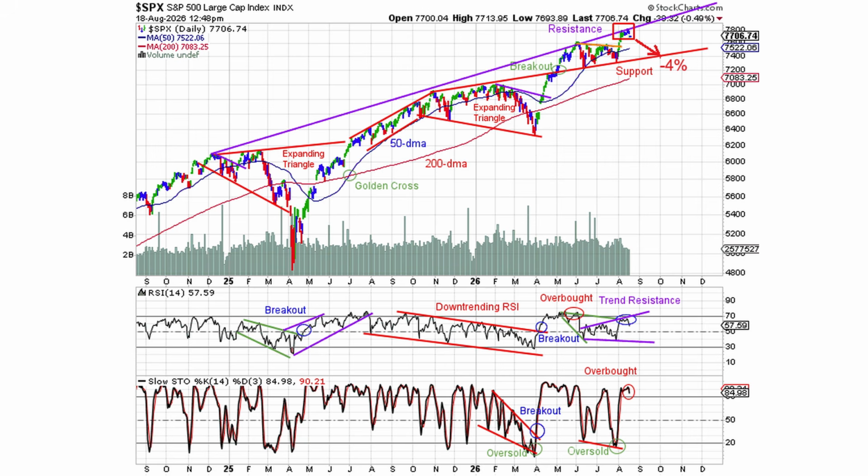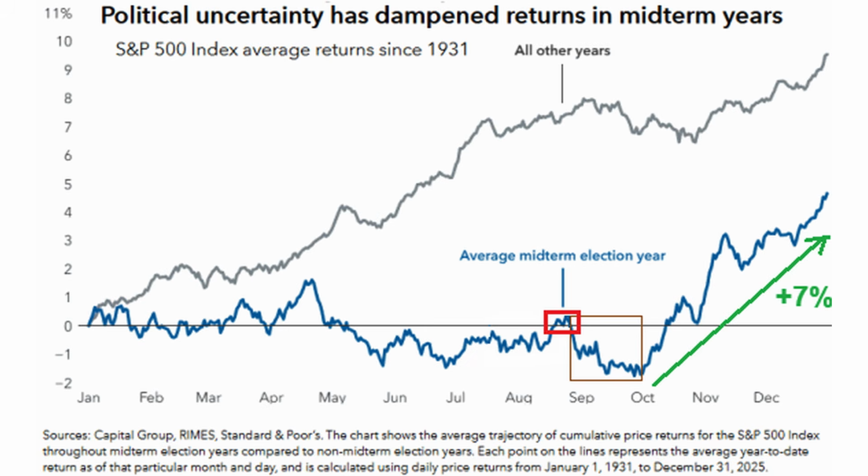Once that seasonal bottom has been reached, the S&P 500 has historically rallied approximately plus 7%, on average, through the end of the year. Again, this is simply an average based on historical performance.